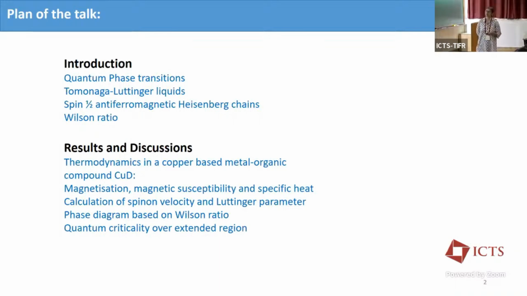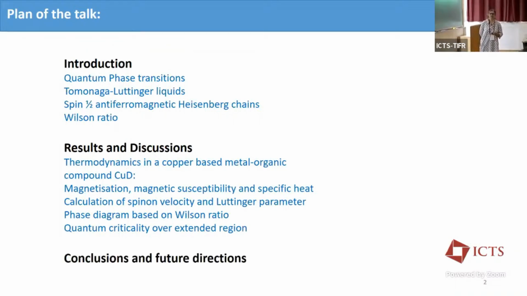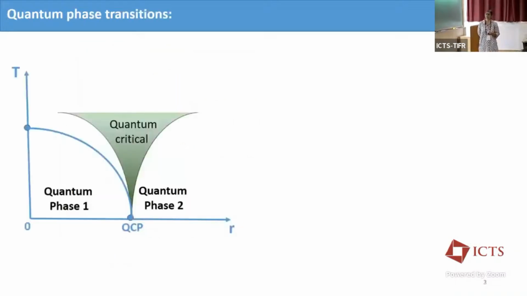And then we have drawn a phase diagram based on the Wilson's ratio, where you will see some interesting features which are not predicted by theory. And we see quantum criticality extended over large portions of the phase diagram, conclusions and future directions. Okay, so let me start with quantum phase transitions.